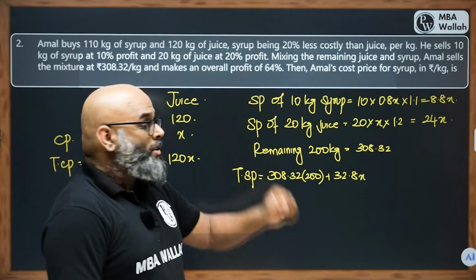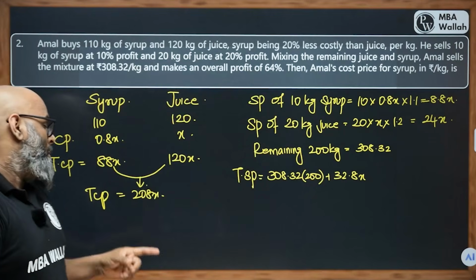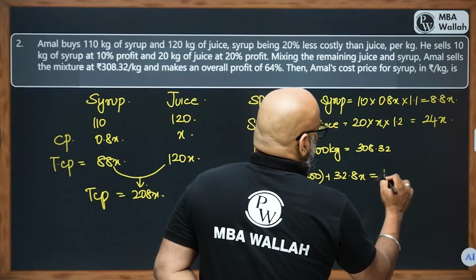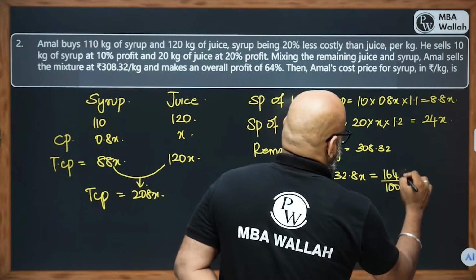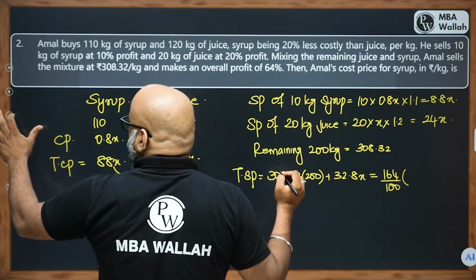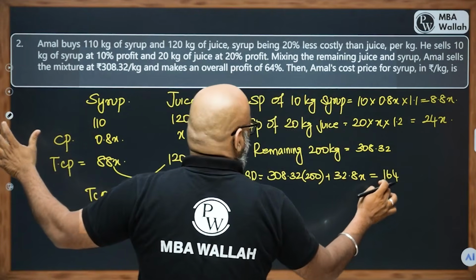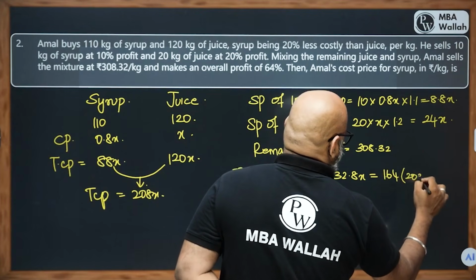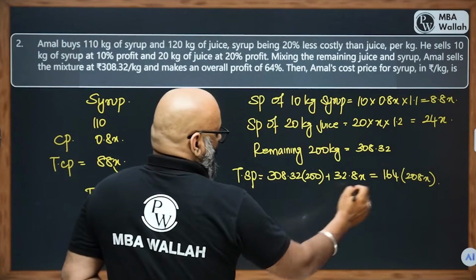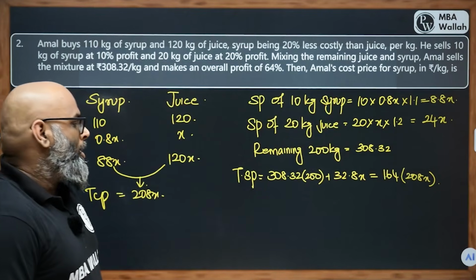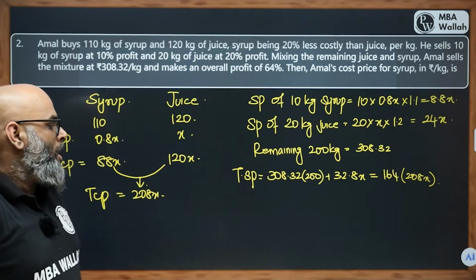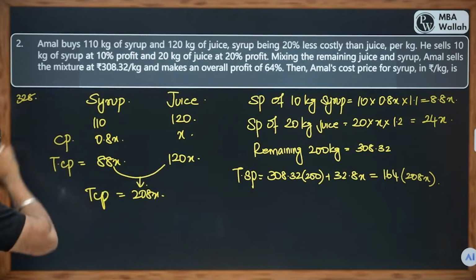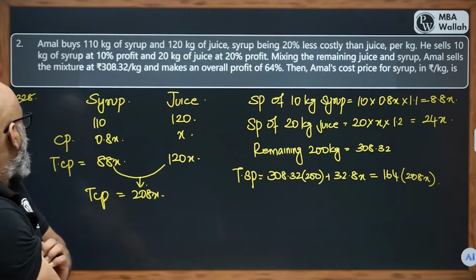The overall profit is 64% on my total cost price. My total cost price is 208x. So this will effectively be equal to 164 by 100 into, or I can straight away write it as 1.64 into 208x, or 208 into 1.64. 200 into 1.64 is 328.